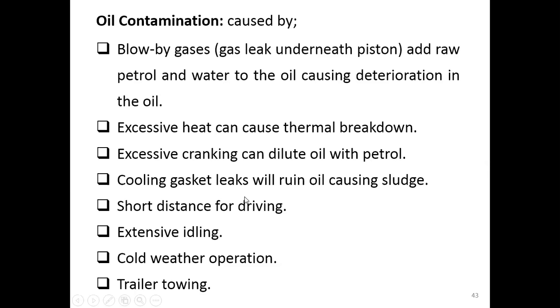Okay? And the cooling gasket leak. If the cooling gasket is leaking, it will ruin or damage the oil, changing the lubrication oil into sludge, or in other words, changing the oil viscosity. If this gasket leaks, it will damage the oil, changing the viscosity of the oil.